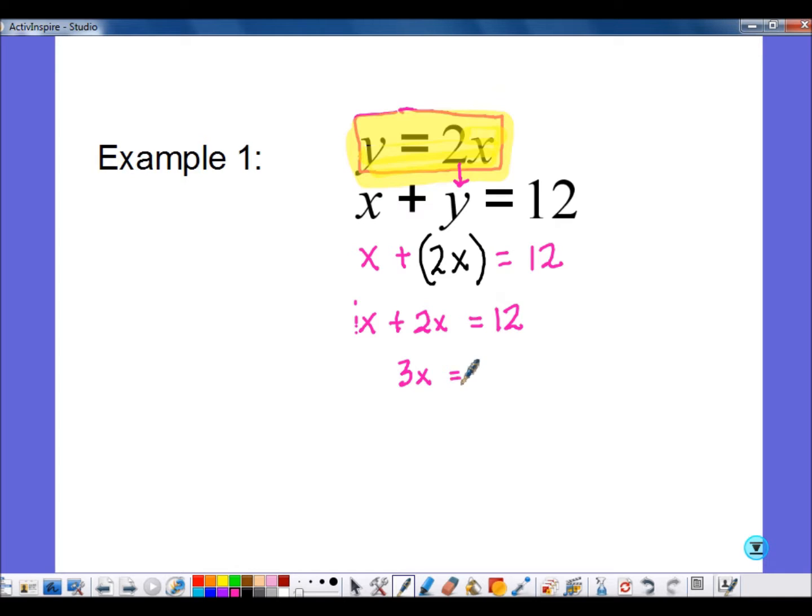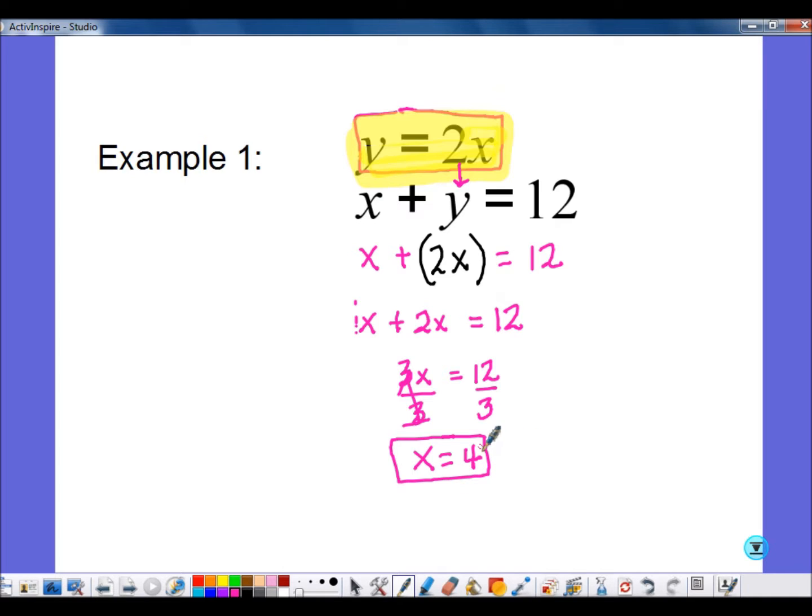And how do I solve for x? That's right. I'm going to divide both sides by 3 so I can get my x alone. So now I have x equals 4. All right, so now I have the first answer, x equals 4. Now I need to figure out what y is.